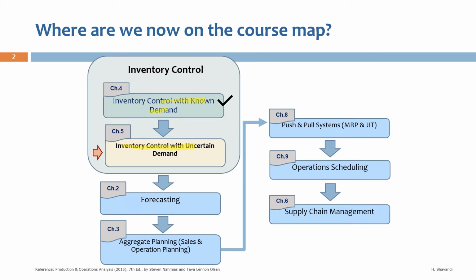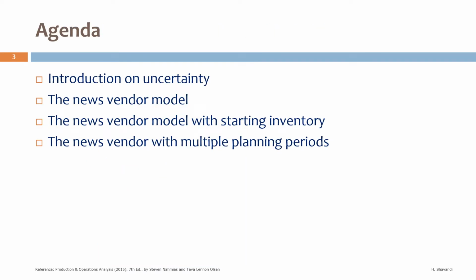Okay, so let's start. Section 1 of this chapter will be about an introduction to uncertainty in inventory control problems and the very well known inventory control model, which is the newsvendor model. We'll have the newsvendor model at first, and then we'll see what if we have a starting inventory, how should we implement the newsvendor solution, and also what if we have multiple periods, then how can we apply the newsvendor model. So this is the agenda of this section.